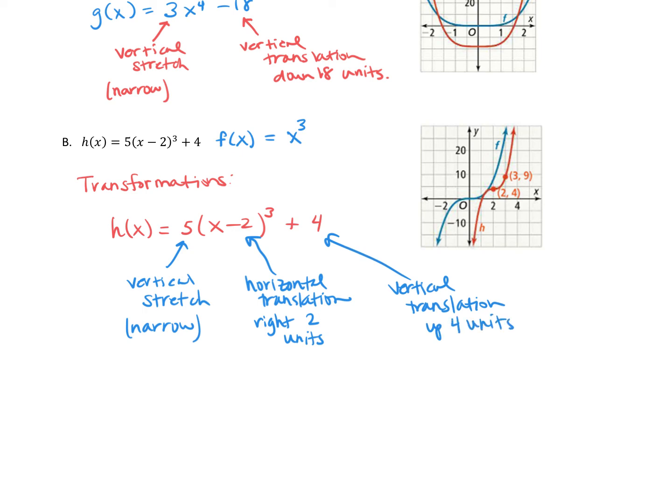So if you compare our two functions, the transformed one over here, we can see that this point 0, 0 got moved over to 2, 4. So that means it went to the right 2 units, which we said it did, and it went up, well, it's kind of hard to see with this y-axis, but it did go up 4 units right there. And if you notice, it is a little bit more narrow, the red one versus the blue one. That's because of the vertical stretch we had out front of a 5.